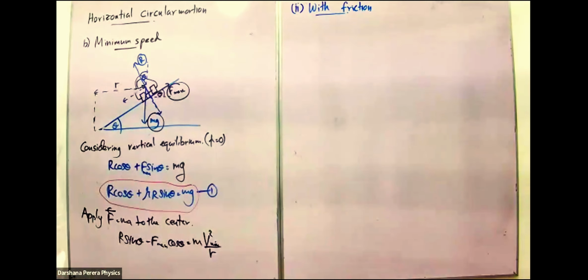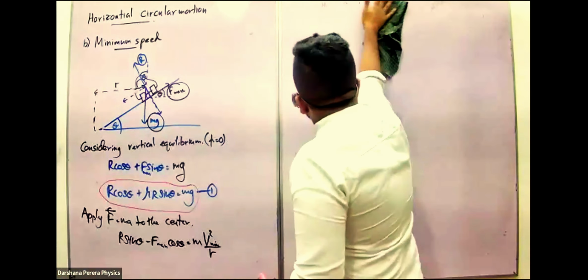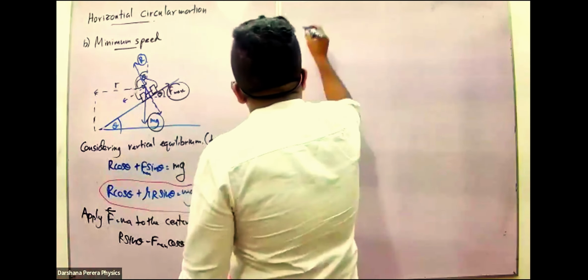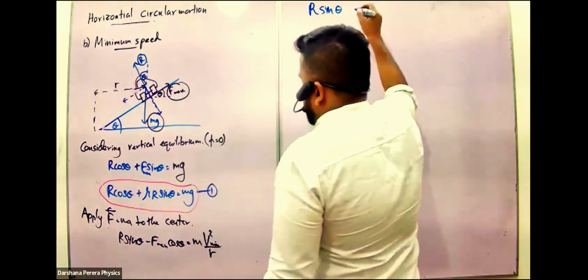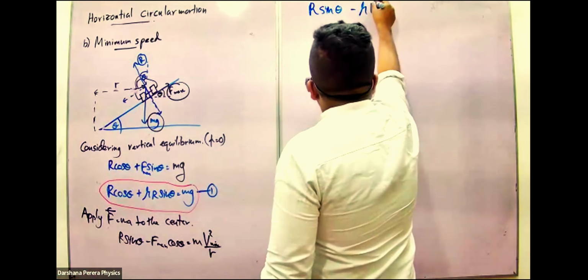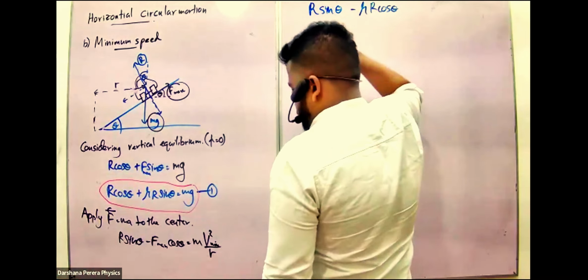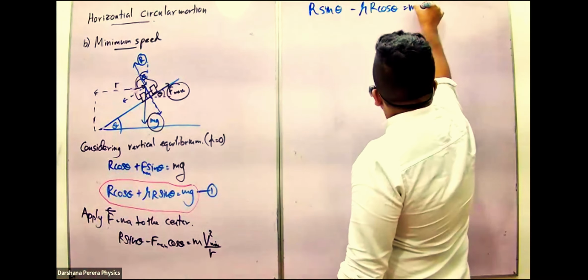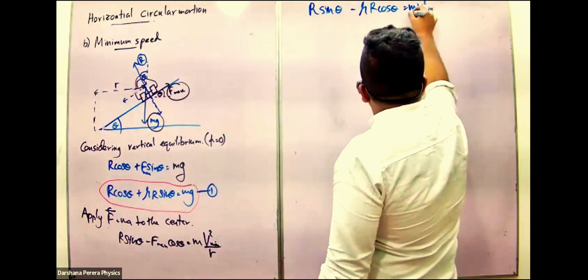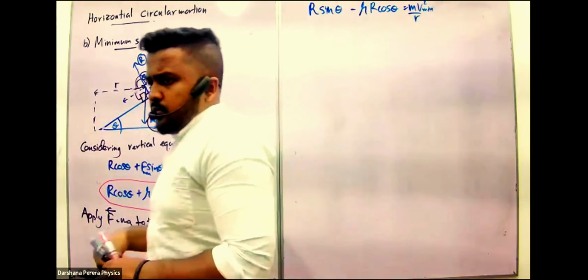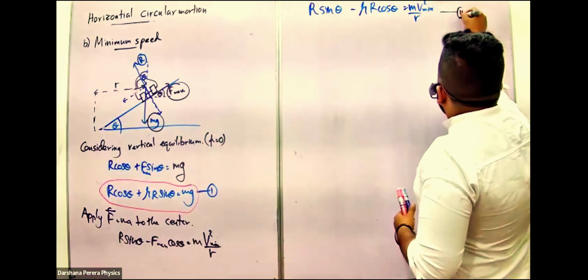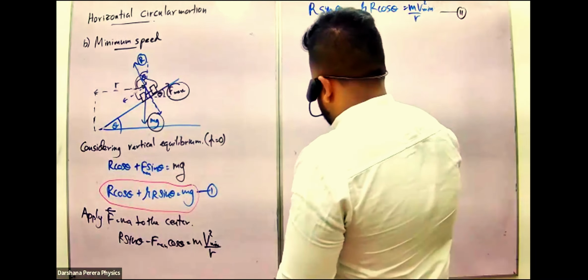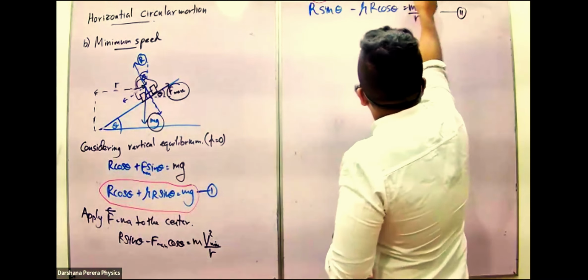Right? That means R sin theta minus mu R cos theta equals m v square min over R. Right? This is number 2, the second equation.